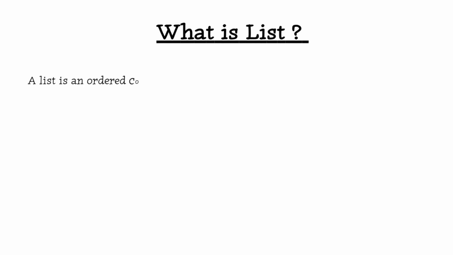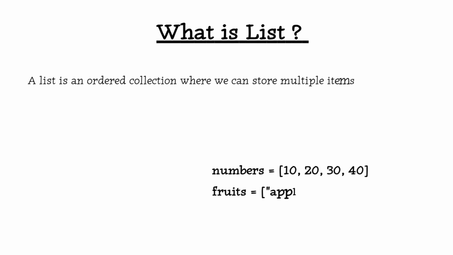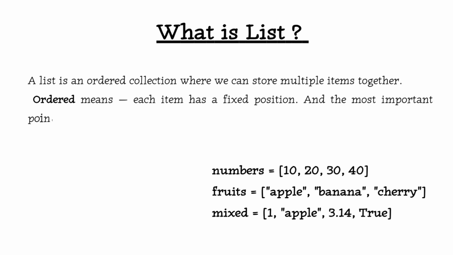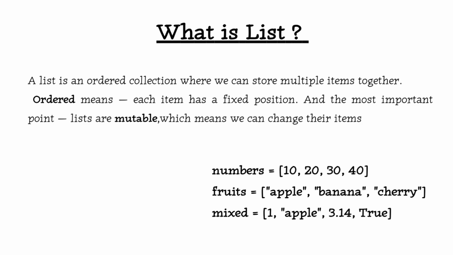A list is an ordered collection where we can store multiple items together. Ordered means each item has a fixed position. And the most important point of a list in Python is that it is mutable in nature. Mutable in the sense that we can change the value, edit the value, update it at any time that we want to decide on the list. So this is how the list exactly works.